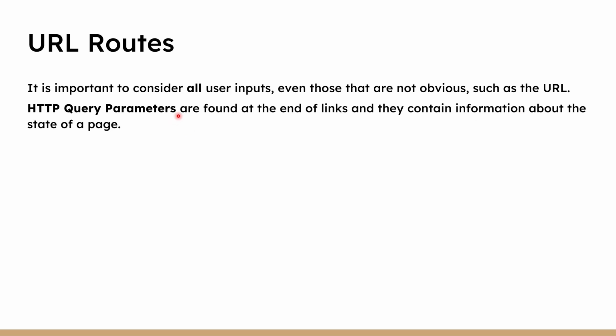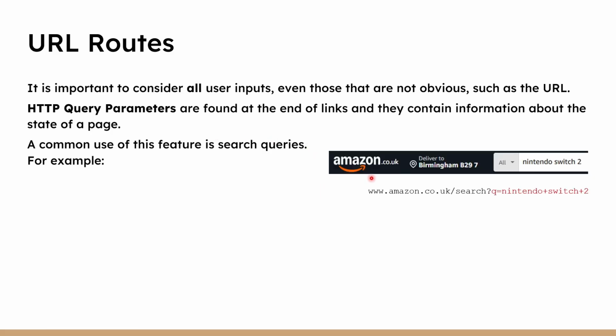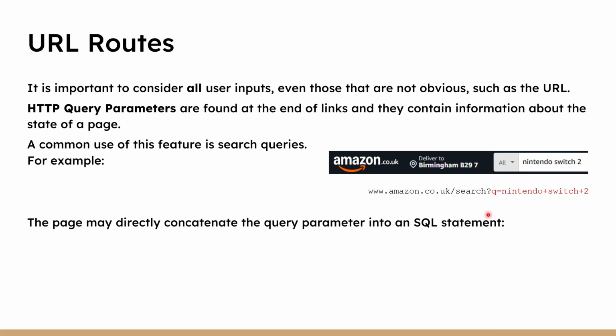So HTTP query parameters can be considered an input. They're basically found at the end of a link, and they contain information about the state of a page. So a common use of this is for search queries. So if I was searching for this product, which I can't afford on Amazon, then it might add this at the end of the link, and it might directly concatenate this into an SQL statement, like searching for products where the name is like this.